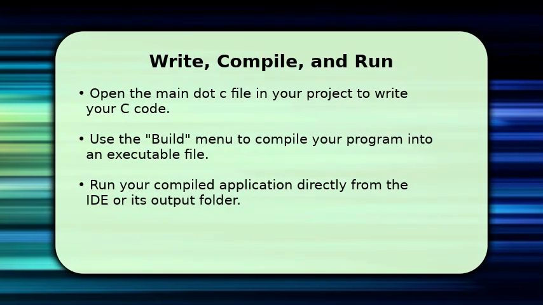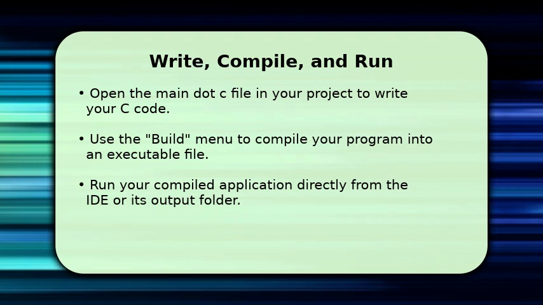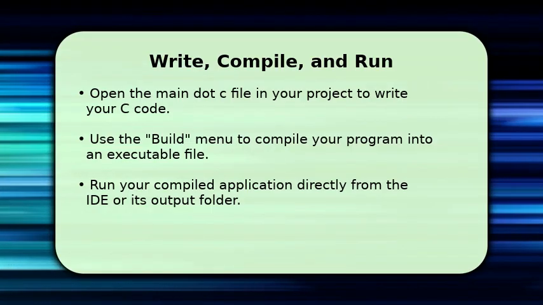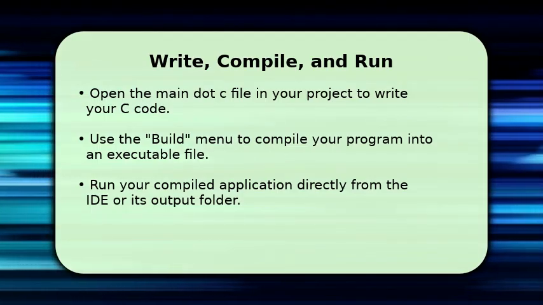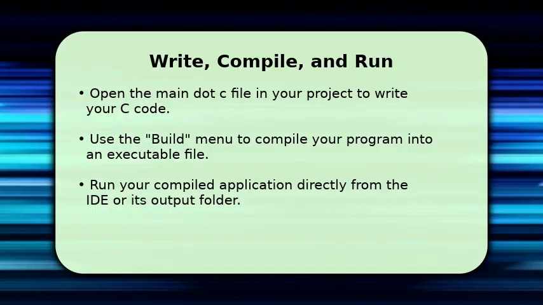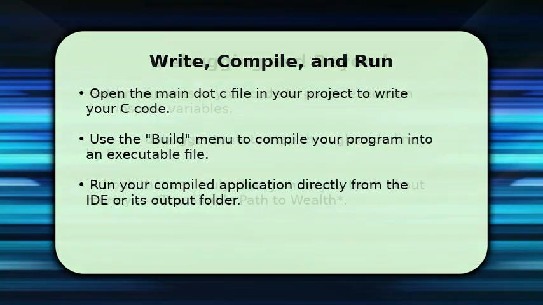After creating your project, open the main.c file in the editor to start writing your C code. Once your code is complete, go to the Build menu and select Build to compile your program. If there are no errors, an executable file will be generated. You can then run your program by selecting Run from the Build menu, or by navigating to the Output folder and executing the file directly.